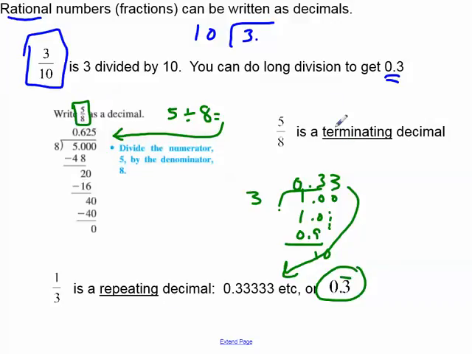We can have a terminating decimal where the decimal just stops, terminates, ends at one point. We can also have a repeating decimal where the decimal does not stop, doesn't terminate, and it keeps going on forever. That would be a repeating decimal. So that would be the way to get a decimal from a fraction.